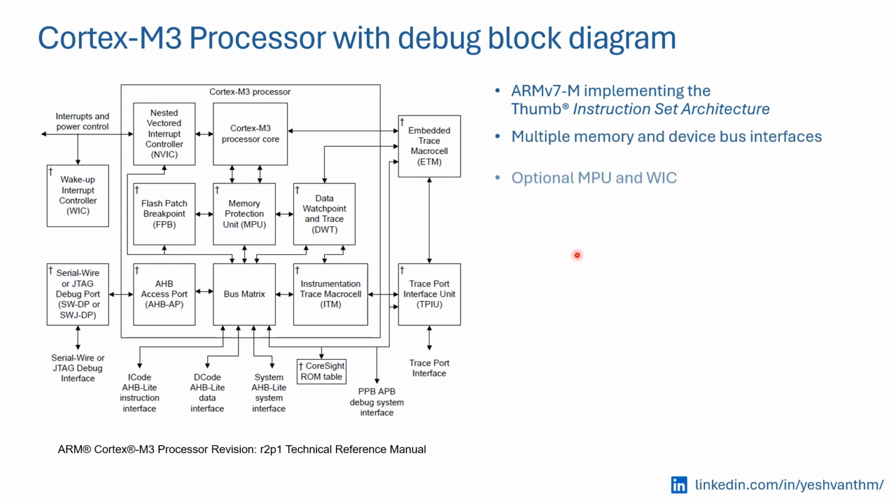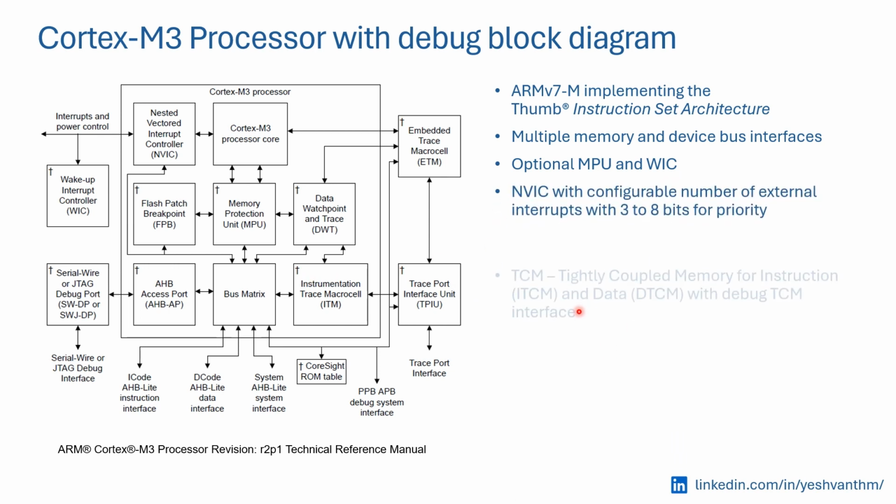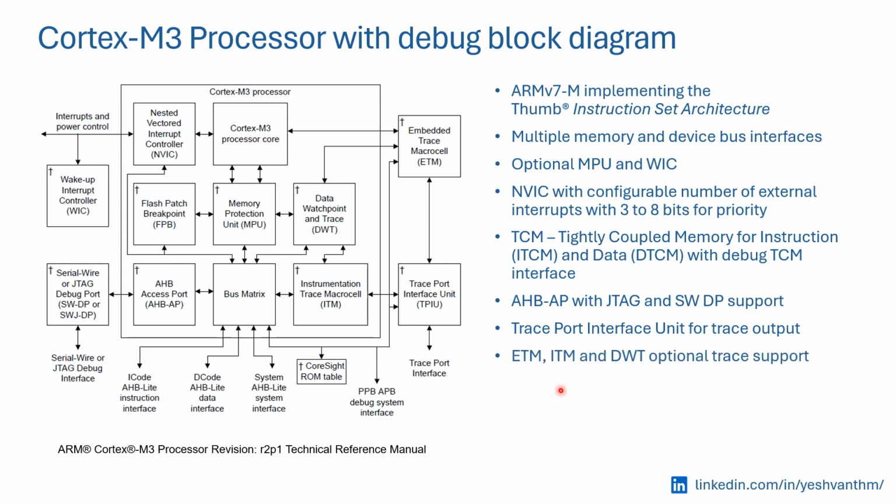We have an optional MPU, memory protection unit, and wakeup interrupt controller. We have NVIC and then tightly coupled memory, and most of this is the same as the Cortex-M0. We have an HB-AP with JTAG and serial wire debug, and additionally we have support for trace such as the ETM, ITM and the DWT.